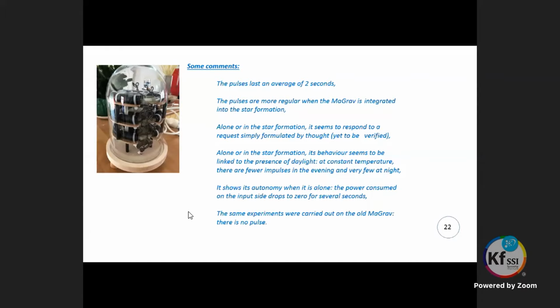Okay. So he's tested this previous Magrav unit, the one that he built with Hadi. And this Magrav unit that they built does not have the pulsing.